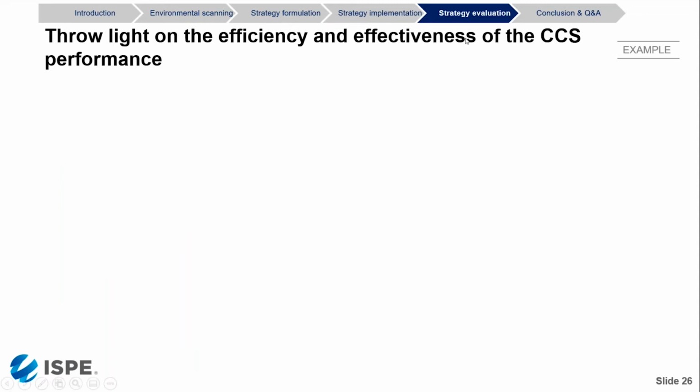So now we are in the strategy evaluation. The goal here is to be able to assess the efficiency and the effectiveness of the CCS performance. So how do we do that? I want you to think about it. How can I do that, and what are the ways to do that? I mean, you say I have to map the process, assess the risk of all the processes, develop a control of the process. Can you imagine what it is? So it's huge. It's really huge.